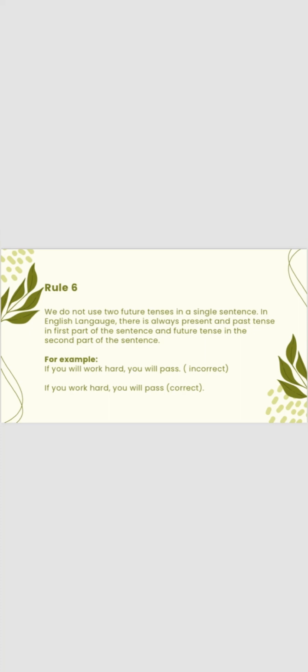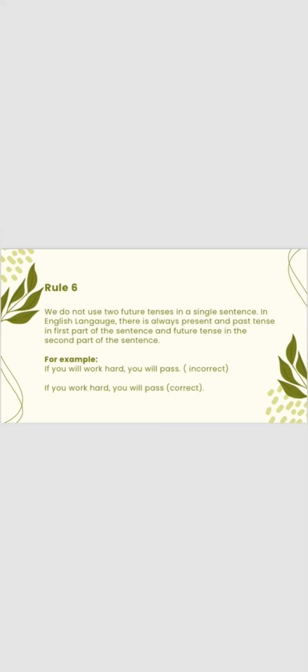Now, rule number 6. In rule number 6, we do not use two future sentences in a single sentence. In the English language, there is always a present or past tense in the first part of the sentence and future tense in the second part. As I have told you earlier, each sentence has two parts. The first part is the principal clause and the second part is the subordinate clause. So if you want to use future tense, in the principal clause you always use either a present or a past tense, and in the second part you use future tense.